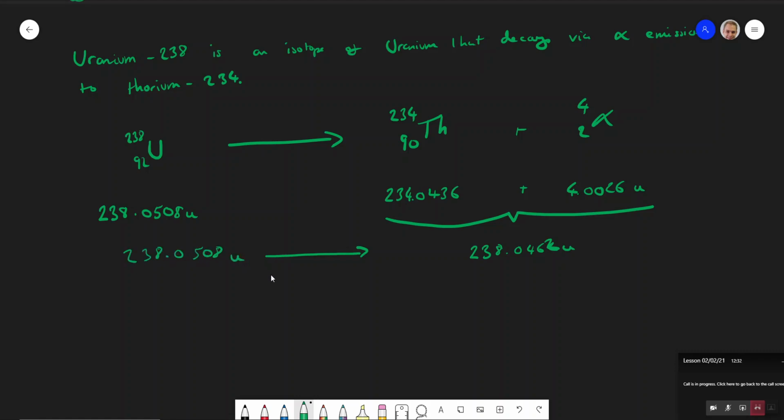And obviously we've got 238.0508. So there's been a loss in mass. We take this away from this, and we have a change in mass equal to 4.6 times 10 to the minus 3 U. So that is for every single reaction. Every time this happens, there's a loss in mass of 4.6 times 10 to the minus 3 U.